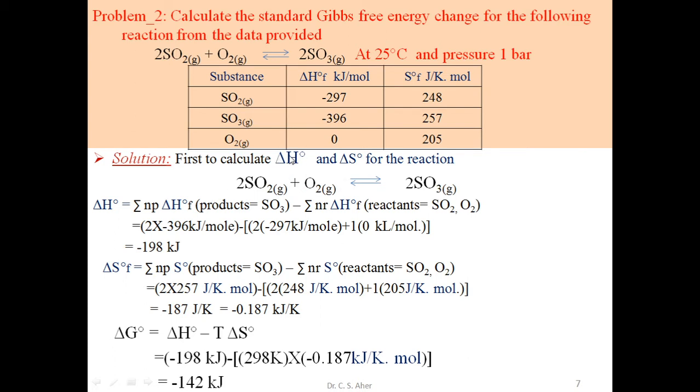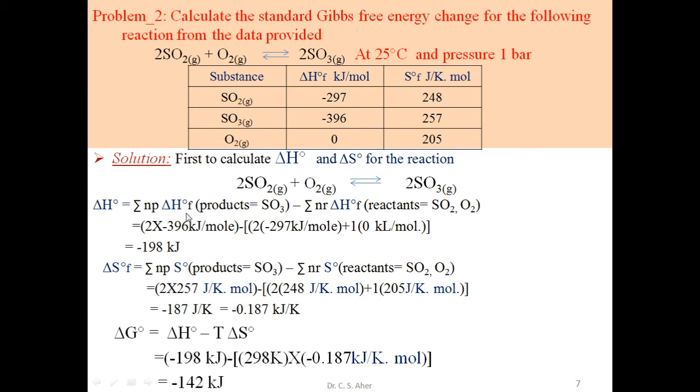So first we calculate delta H0. The formula is the summation of number of moles of product into enthalpy change of formation of product, minus the summation of number of moles of reactant into change in enthalpy of formation of reactant. Here there is only one product, SO3, so there is no need of summation. In the second term, there are 2 reactants: sulfur dioxide is one reactant, oxygen is the second reactant. So we require this summation. We directly put these values.